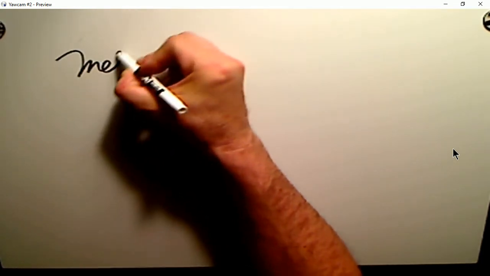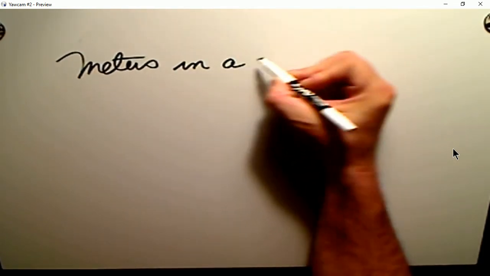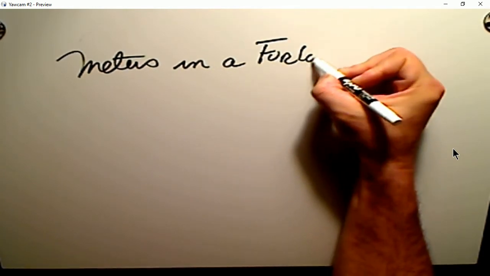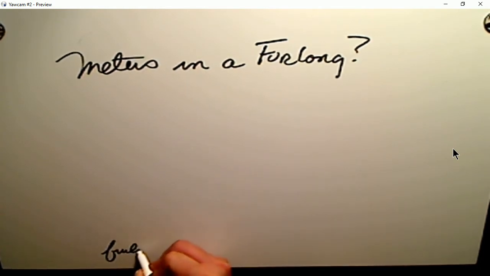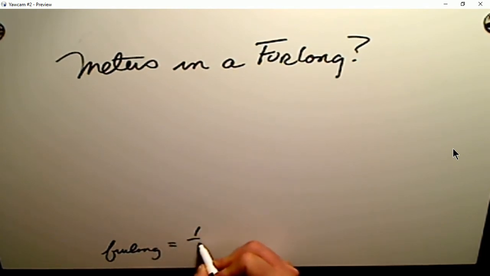What is another good one? Let me see. How many meters in a furlong? A furlong? Well, what is that? Well, you can look it up, and if I give you one of these type of problems on an assessment, you would see I have to either give you that conversion, or for that matter, I have to give you time to find that conversion. But a furlong is 1/8 of a mile.